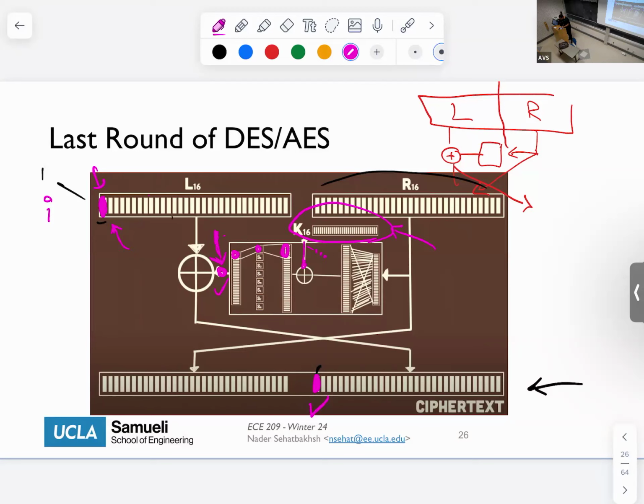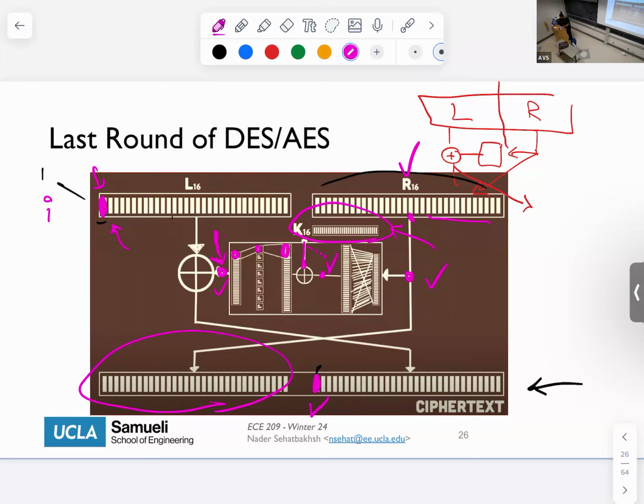And another thing that I have is all the bits here. Basically, I have this number as well. Everything about R16 is known because R16 goes directly into my ciphertext. So I know R16, and I know everything here already. I also know the mapping between these, so I know this part as well.